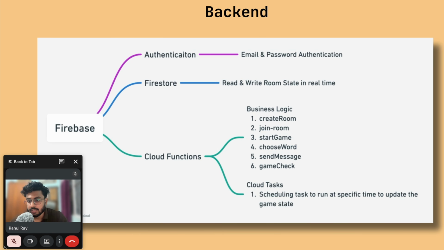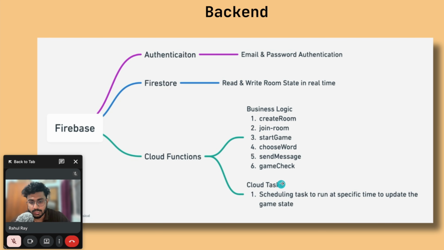Okay, let's talk about the backend. Our backend is mainly Firebase, with mainly 3 services: authentication, Firestore, and Cloud Functions. Firestore is mainly used to read and write room state and keep our data stored as a database. The Cloud Functions are where our business logic is. We have multiple functions like create room, join room, start game, choose word, send message, game check, etc.